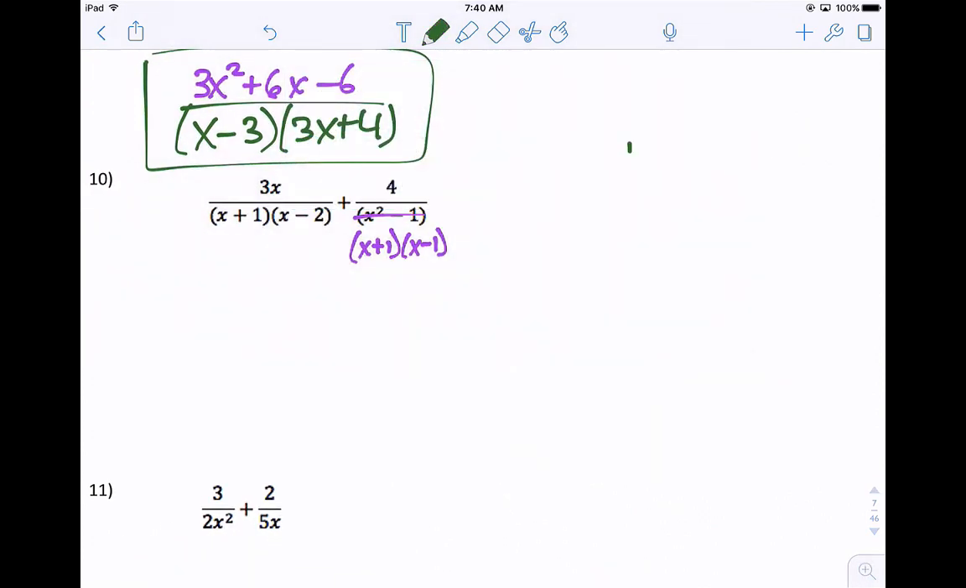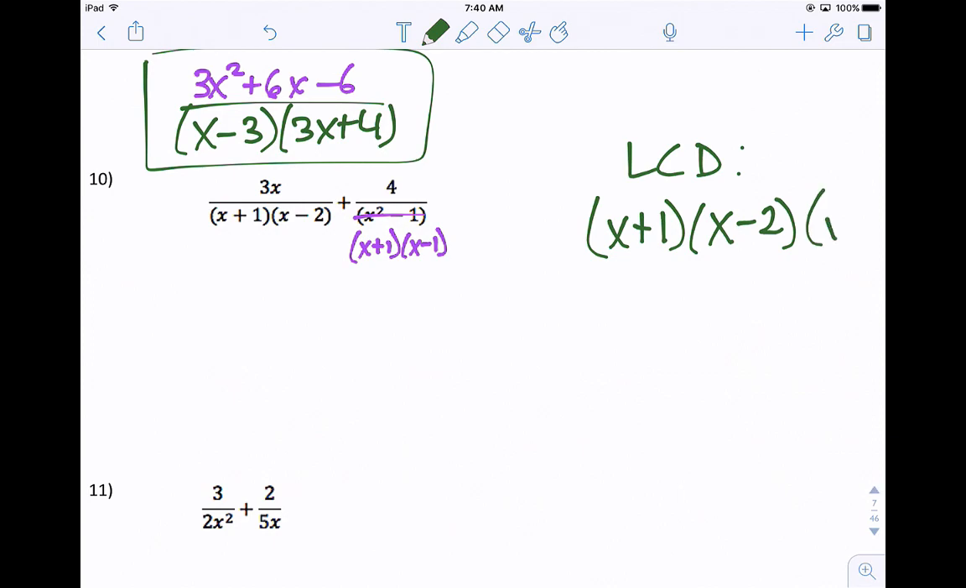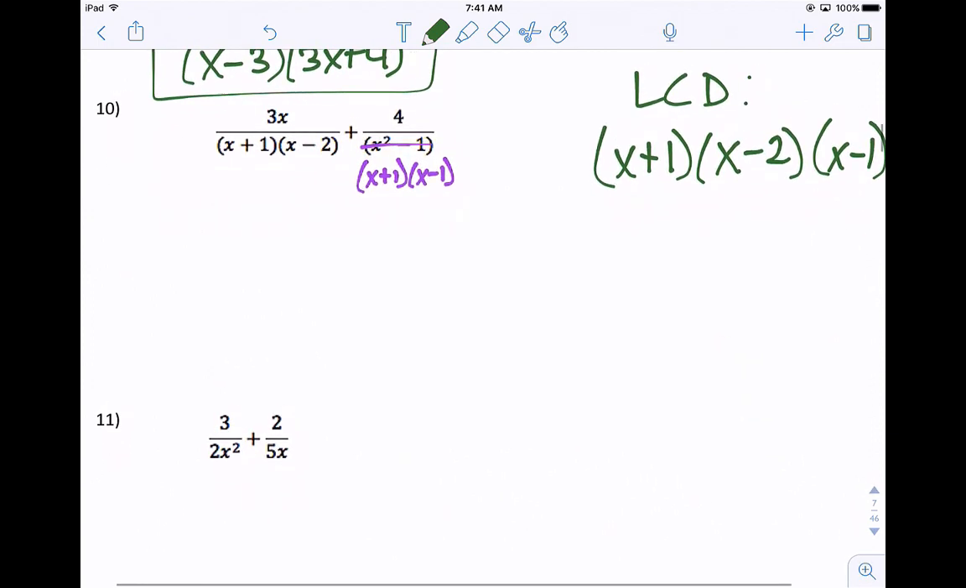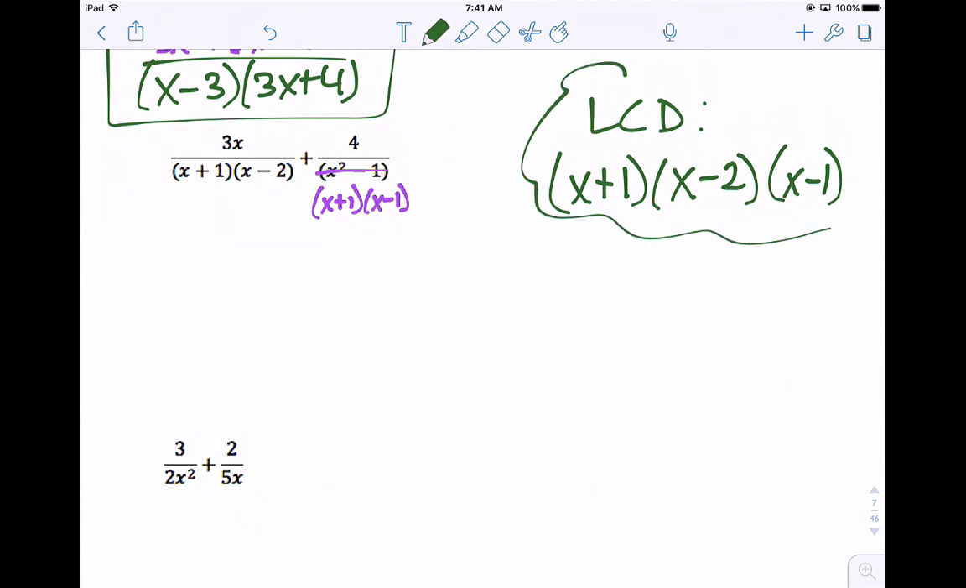The LCD is everything on the bottom of the fraction. Unless it repeats, you only write it once. So we have an x plus 1, and x minus 2. I see an x plus 1 again, but we don't need to write it again. We'll just write the x minus 1. Okay, our goal is to get the LCD on the bottom of both fractions.